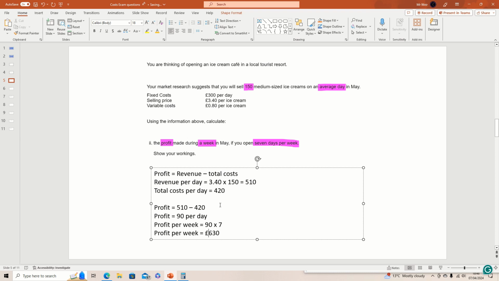Okay, so it feels like a lot that you've got to work out to get that answer. But if you missed the fact that it says 7 days per week and just worked out the profit per day instead, you're still going to get a big chunk of the marks because you've worked out revenue, you've worked out total costs from before, and you've worked out the profit. So you're only really going to lose a mark or two for this particular bit at the end. Everything else you would still pick up marks for.